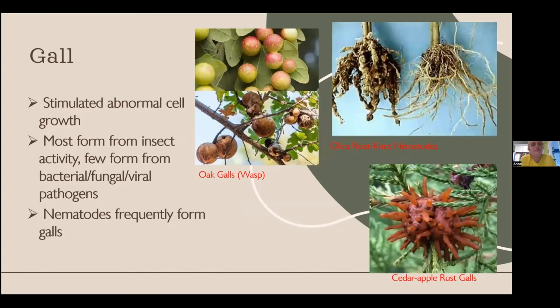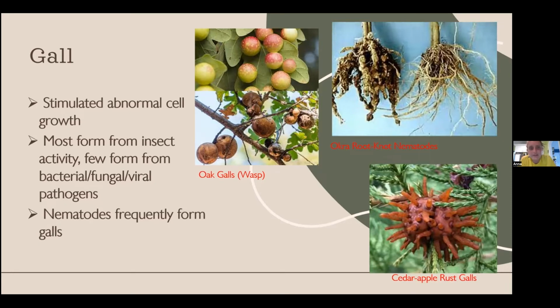Galls are another symptom of plant pathogens. And in this case, it's often a nematode or maybe a parasitic wasp, some other kind of insect, where the plant is actually getting damaged by that thing. And then the plants stimulate abnormal cell growth and kind of encase that pathogen. A really good example of that is oak galls.